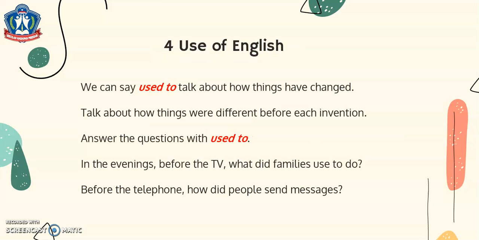Use of English. We can say used to talk about how things have changed. Talk about how things were different before each invention. Answer the questions with used to. In the evenings before the TV, what did families used to do? Before the telephone, how did people send messages?